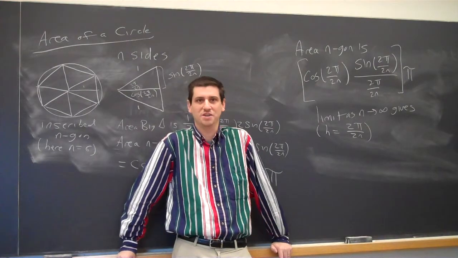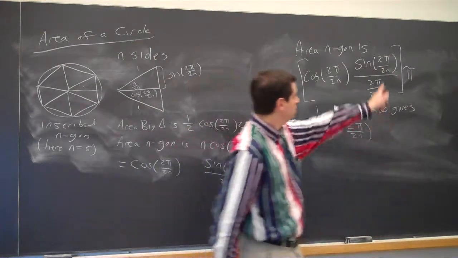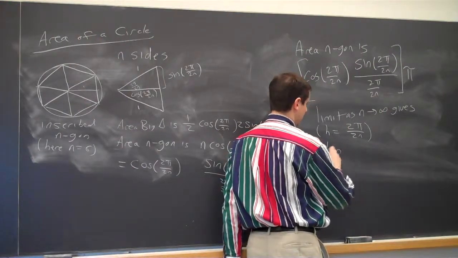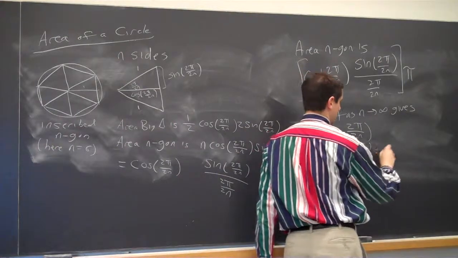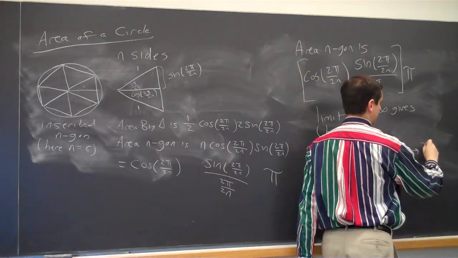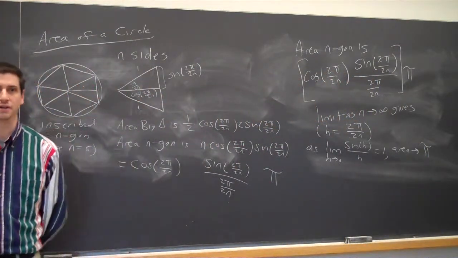We started class with that today. Now you see why this limit is so important. That limit is going to give us the area of the circle. Because the limit as h goes to 0 of sine of h over h equals 1, the area is going to converge to pi. And so here is a proof that the area of a circle is pi.